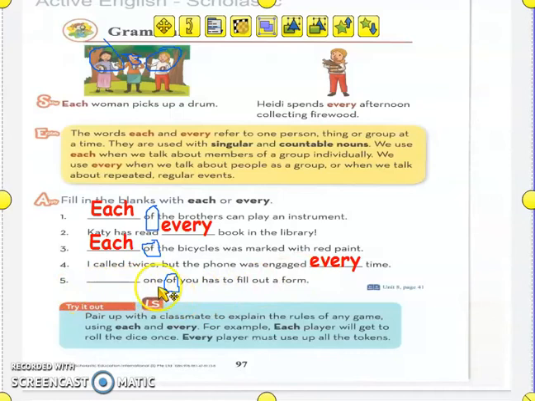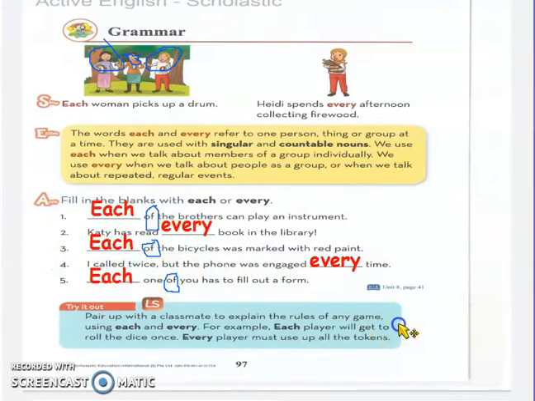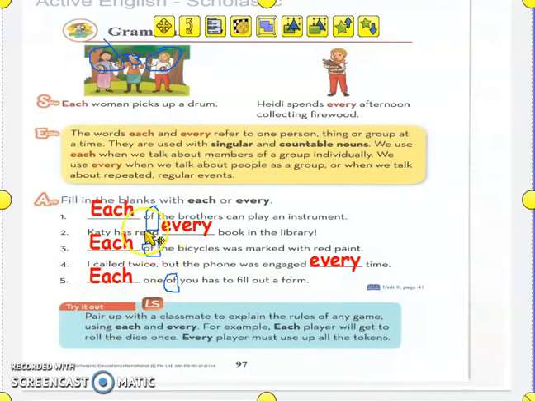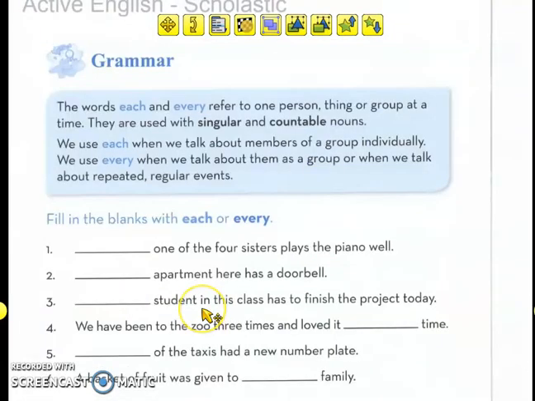Number 5. One of you has to fill out a form. Here we have of, so we use each. So you have to know that in this exercise we use of with each, and we use every with the repeated, regular event. Let's go to the workbook page number 41. We talked about this table and we understand it.